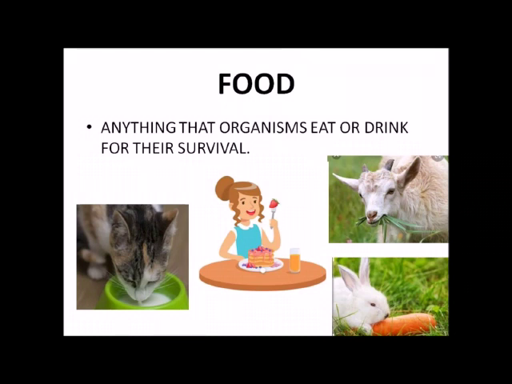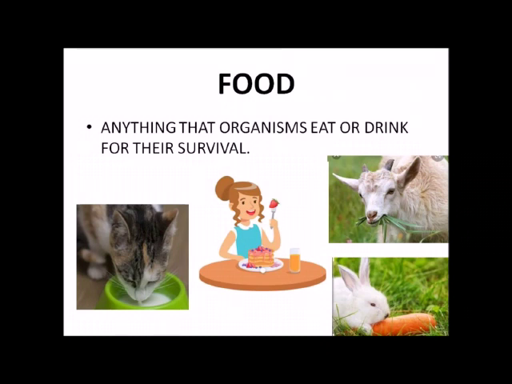Now, when we talk about organisms, what do we mean by organisms? Organisms can be human beings, they can be birds, they can be animals, they can be plants. So, all the living beings living on this earth are known as organisms. Now, these different organisms have different food habits. They eat different types of food.